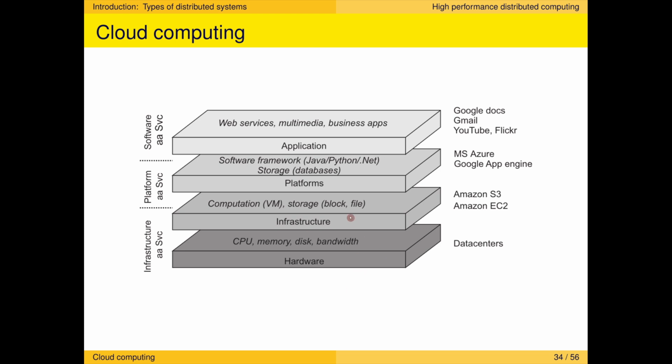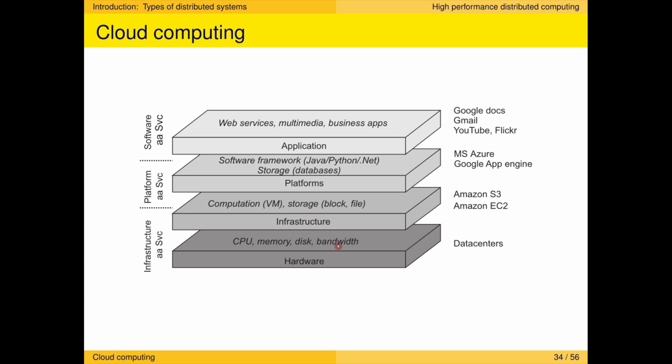Now, when we come to cloud computing, we can consider it at 4 different layers. The hardware, which is typically the memory, CPU, disk, and bandwidth provided by the network interface. The infrastructure, which is the computation infrastructure, typically provided as virtual machines, and also virtual storage.